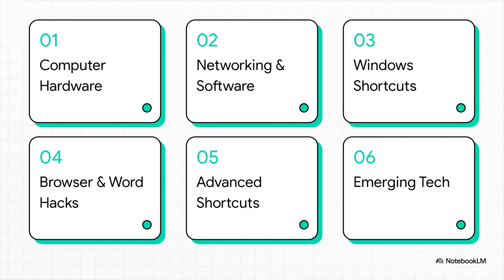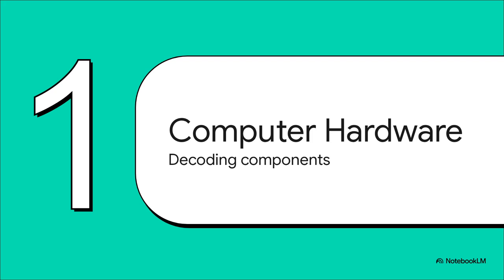Okay, so here's our roadmap for today. We're going to cover computer hardware, networking and software, essential Windows shortcuts, browser and Word hacks, advanced system shortcuts, and then wrap things up with emerging tech. Let's dive in. Starting right off with Section 1, Decoding Computer Hardware.